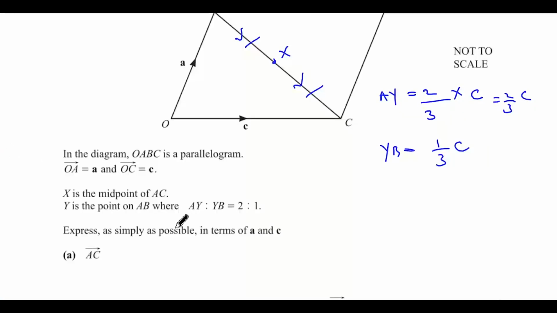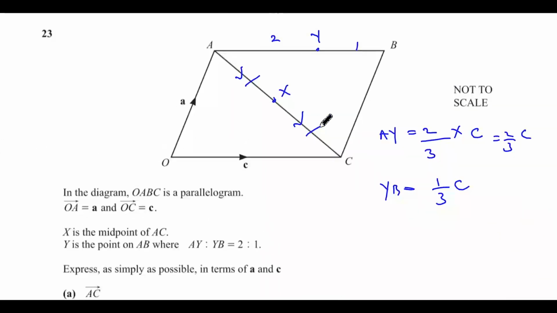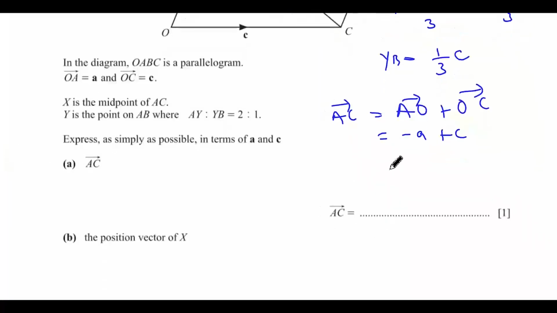Express AC as simply as possible in terms of A and C. So AC will be equal to AO plus OC. We don't have AO, we only have OA, so that will be negative, minus A, then plus C, or you can simply write C minus A as your answer. So let's scroll down and write the answer. We have AC to be C minus A.